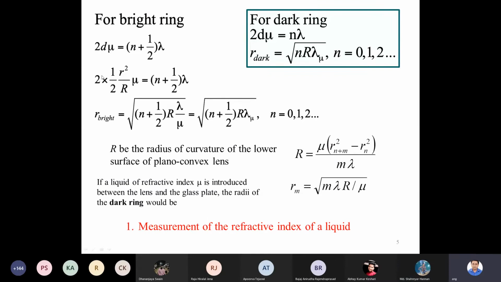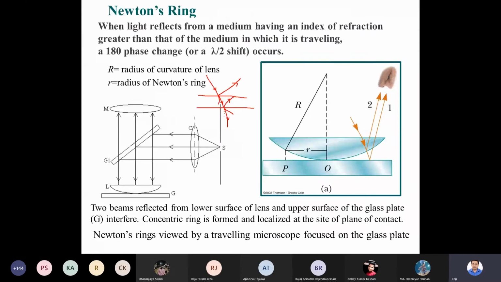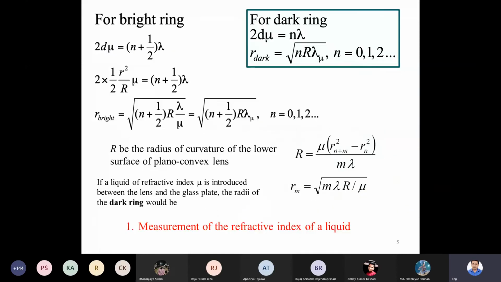So we replace this d with the first order approximation, half small r square upon capital R, and then you will get the radius of the bright rings, the square root of n plus half times capital R lambda by mu. This lambda by mu you can sometimes write as lambda mu, that is the wavelength in the gap medium. So this is not in the lens. Here it is the gap between the lens and the plate, that is the mu we are talking about.